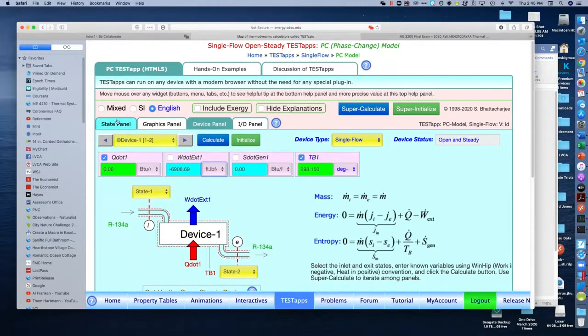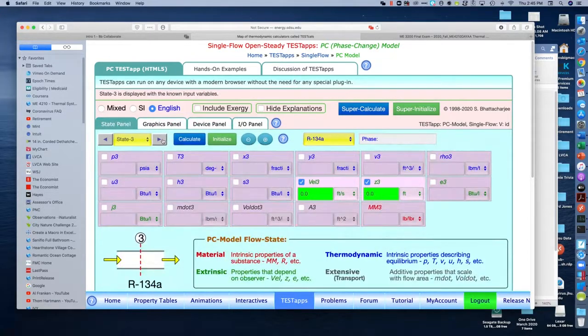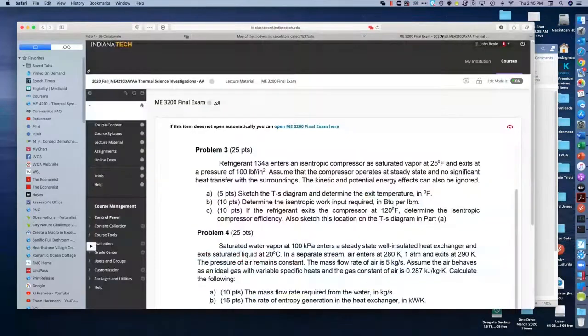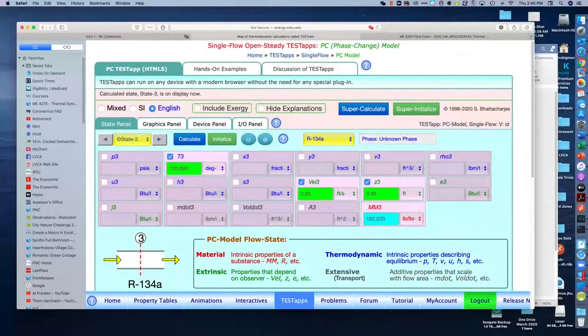And so I'm going to go back to the state panel, and what we want to do then is identify or generate a third state, which is the actual state coming out of the compressor. And so what we know about that is it's no longer isentropic, but we do know what the temperature is. And the temperature, as we saw back here, was 120. And so we're going to put in 120 Fahrenheit there. And then the question is, what else do we know for that final state?